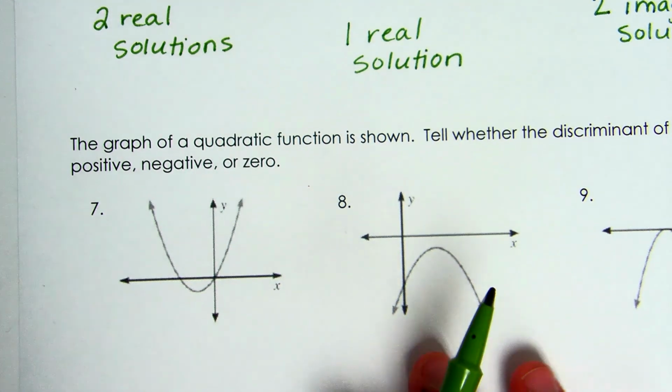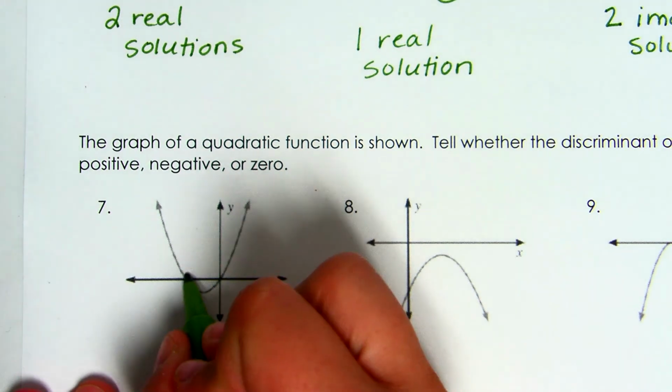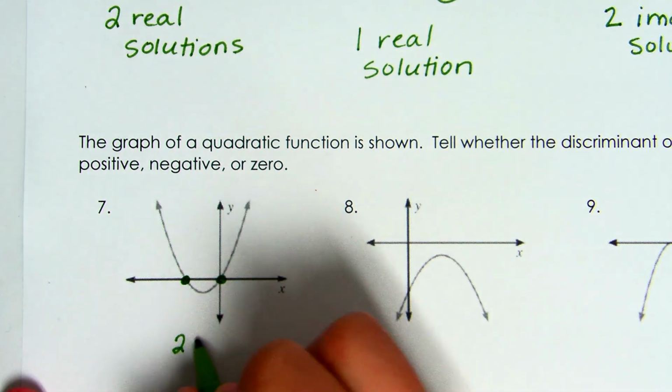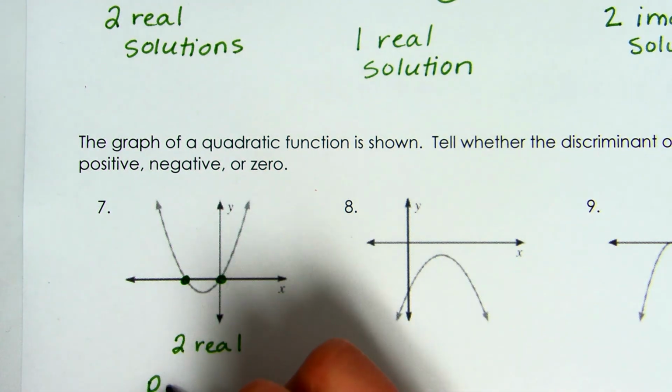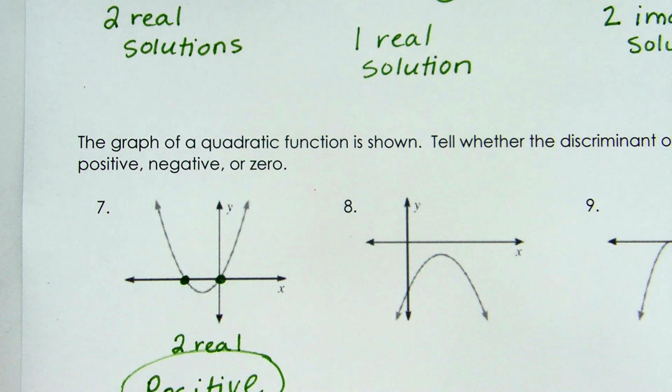All right, 7, 8, and 9 say the graph of the quadratic function is shown. Tell whether the discriminant of ax squared plus bx plus c equals 0 is positive, negative, or 0. So if you remember, the discriminant tells me how many solutions, and a solution is an x-intercept. So if I have 2 x-intercepts where my line crosses the x-axis, then that means it's 2 real solutions, and 2 real solutions means that my discriminant is positive.